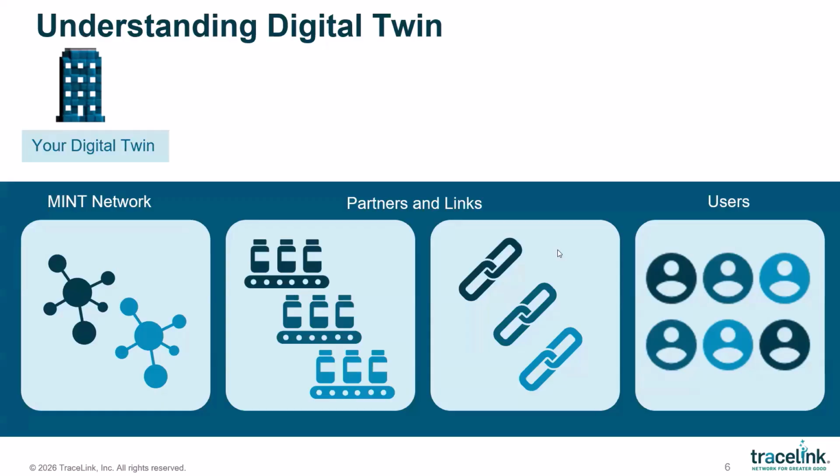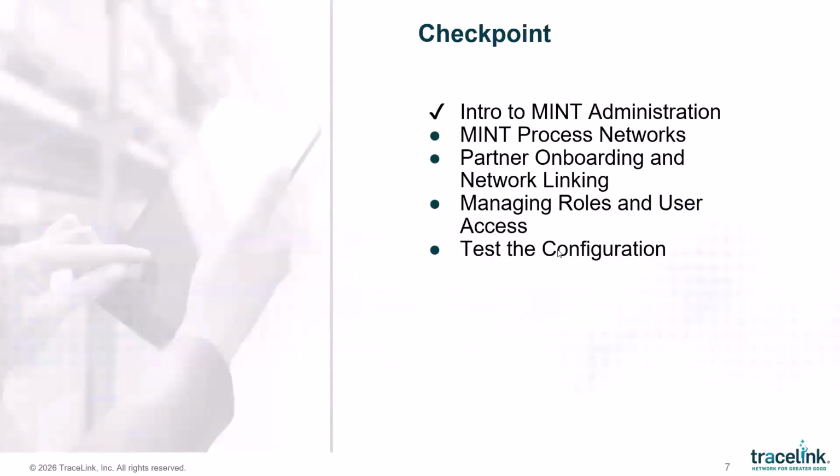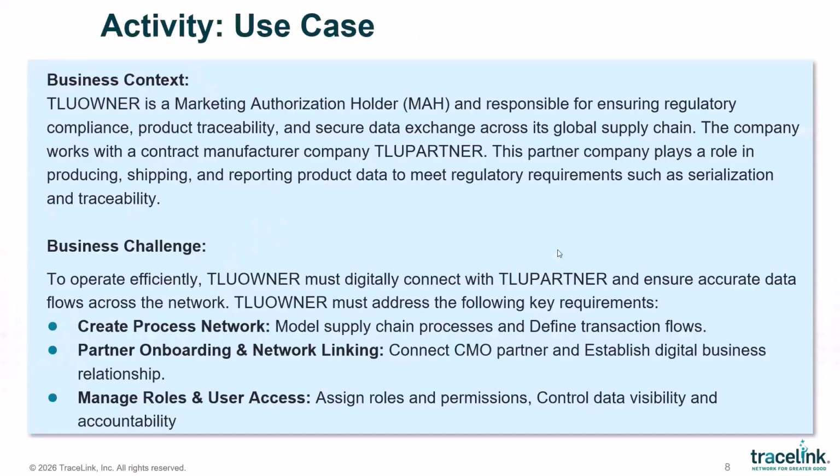When a traceability event happens, Mint refers to the digital twin. It checks who is involved in the transaction and how those parties are connected. Then it ensures the information flows to the correct partners. Without an accurate digital twin, these processes would not work smoothly. In simple terms, administration in Mint means keeping your digital twin accurate and up to date. This includes maintaining your company information and updating locations and partners. It involves setting up how your supply chain partners are going to be connected and defining how information moves between them. So let's go on to Mint process networks now.